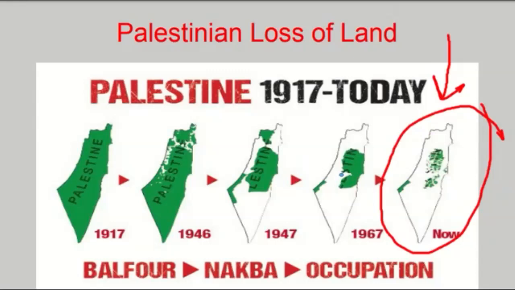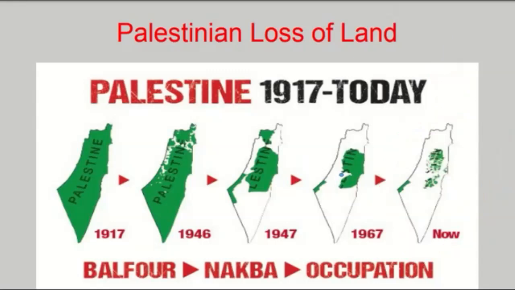Someone said something in the questions. What was the government called in 1917, or what was the name of the country? Was it Palestine? Yeah. It was Palestine in 1917. We had a declaration, and after it everything changed, and the land of the Palestinians was decreasing more and more over the years.